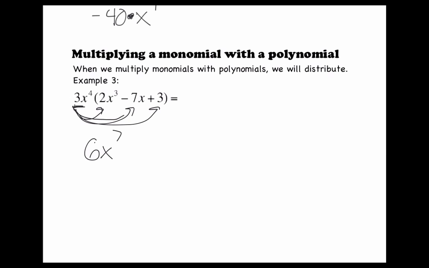Then 3x to the 4th times -7x is going to give me -21 for the number part, and then x to the 4th times x to the 1st gives me x to the 5th. And then 3x to the 4th times 3 would just be 9x. And if there were any like terms, I would combine them here, but in this case I don't.